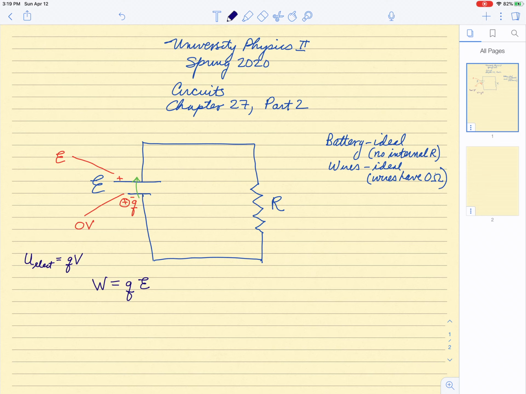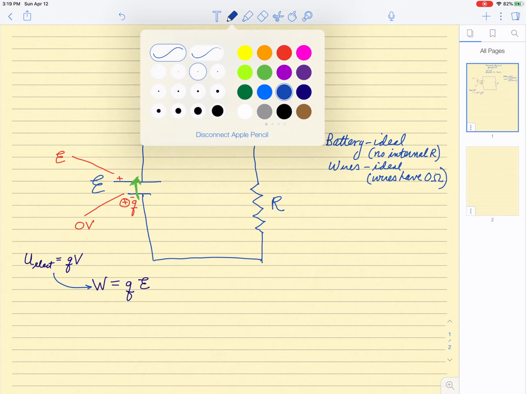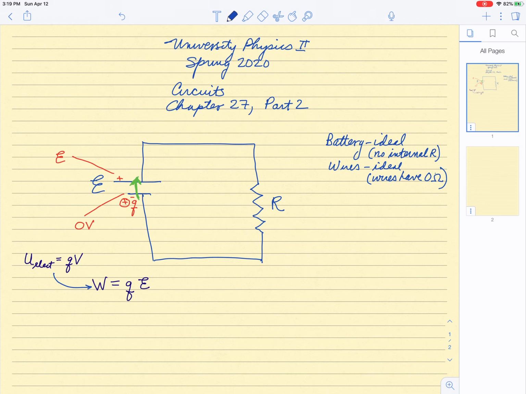And so the energy change for a charge, moving it from the low potential side to the high potential side, is going to involve doing some work on that charged particle. It's going to change its energy, right? It's going to do work on it. And so that energy change is going to be the work that's done. And so then that's going to come down to work is equal to the charge times the voltage, in this case the EMF.